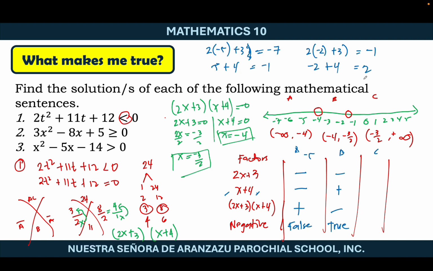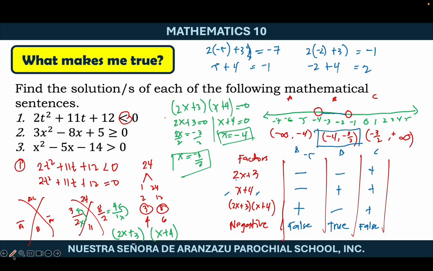Next, region C naman, let us try 0. So, 2 times 0, dito na tayo. 2 times 0 is 0, plus 3 is positive 3. Then, 0 plus 4 is 4, that is positive. And positive times positive is positive, and that is false. So, ibig sabihin, ang shashidan natin is region B. And ano yung answer natin? So, ito yun. Okay, yung region B. Negative 4, negative 3 over 2. Then, ang ginamit natin is open and close parenthesis.